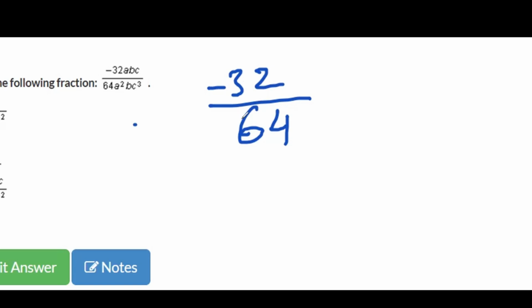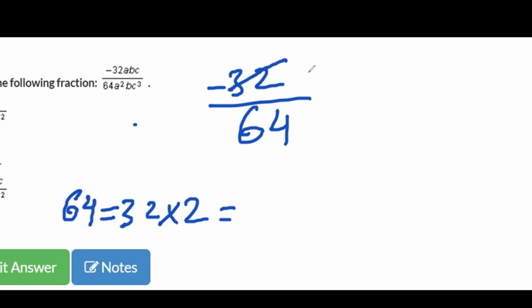Now 32 and 64, can we divide them by what number? Both can be divided by 2, and can be divided by 32 because actually 64 is 32 times 2, correct? And 32 times 2 is 64. So we can divide by 32. 32 divided by 32 is 1.